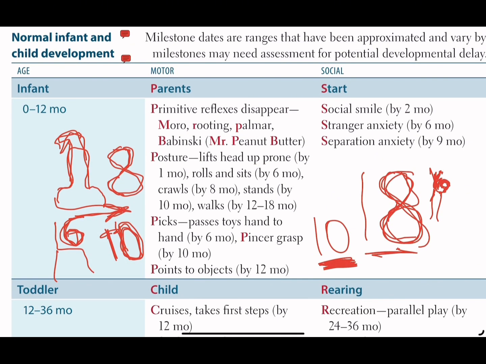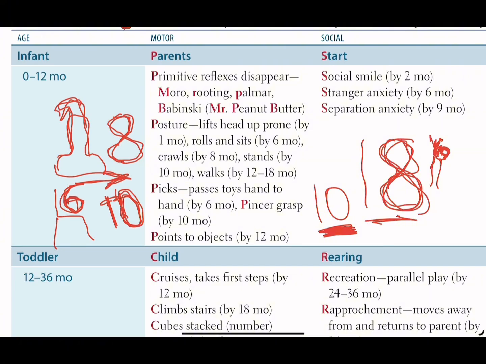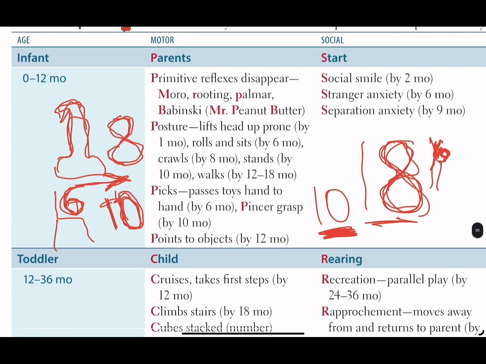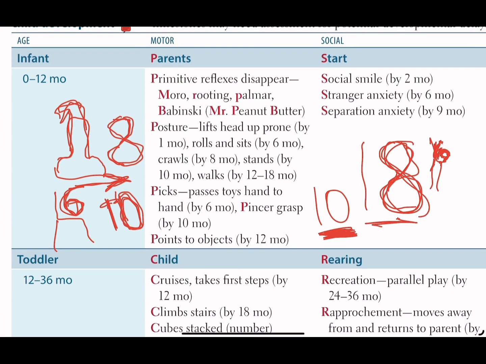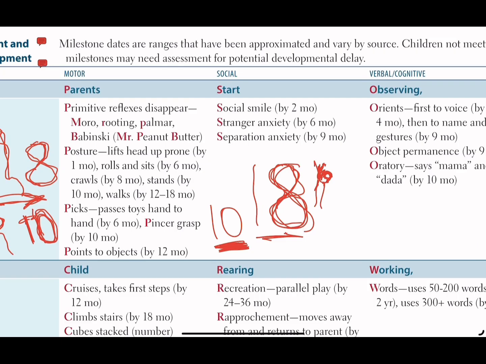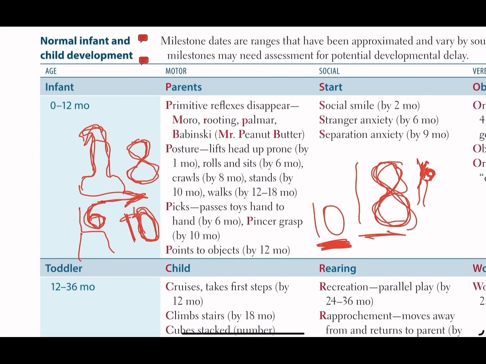Okay. What else? Points to objects by 12. Okay, points to objects by 12. We said 6 is passing the toys, and if there are 2 6s, like 12, that's pointing to objects.